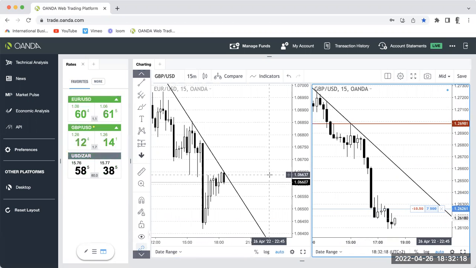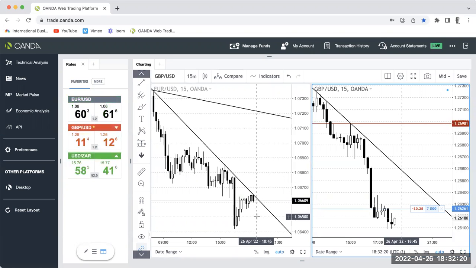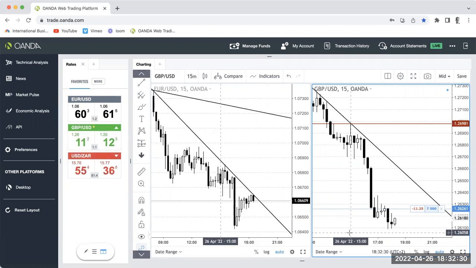There's the euro. You can see we've just hit that downtrend line and bounced back down again. So there's definitely no trade on here until or unless we break convincingly above this trend line, particularly given the circumstances in Europe at the moment.